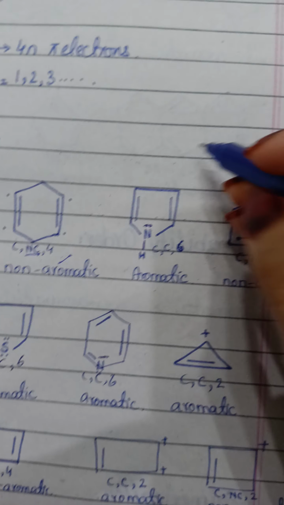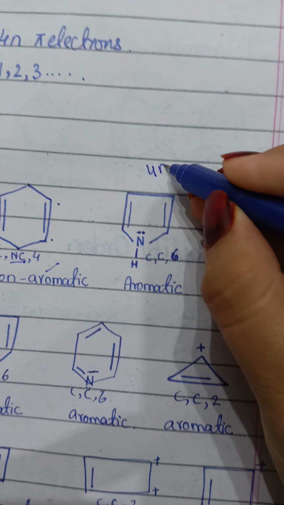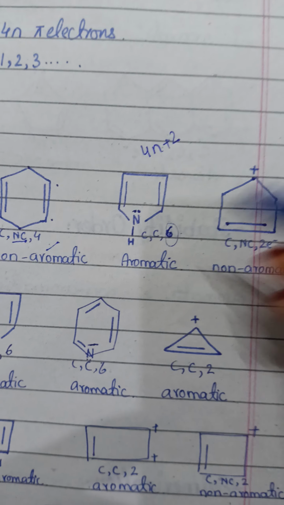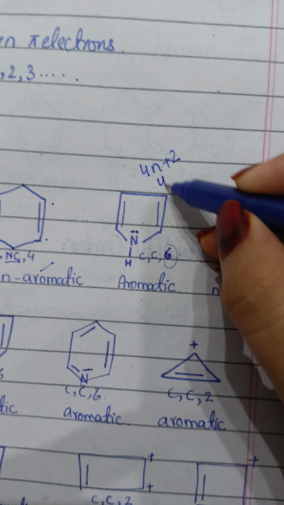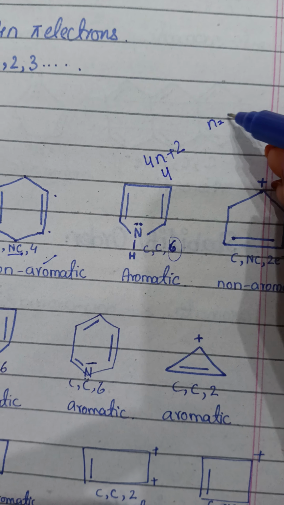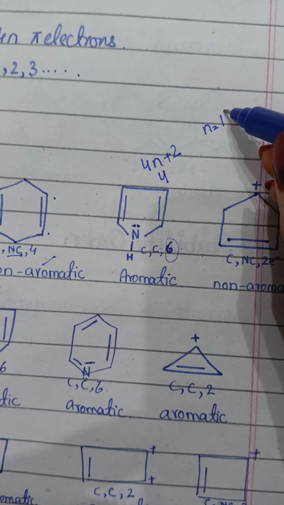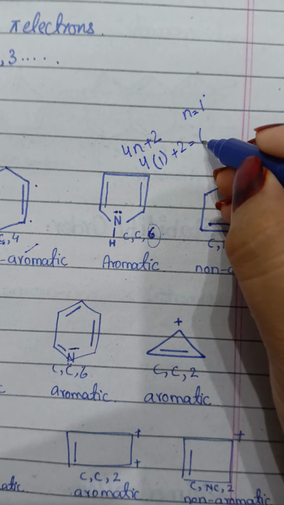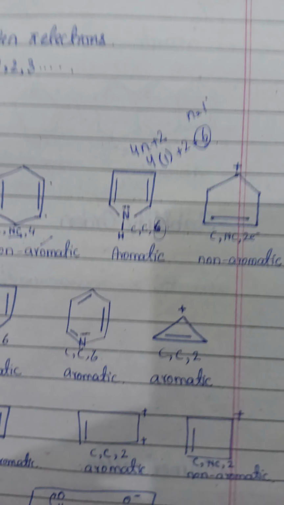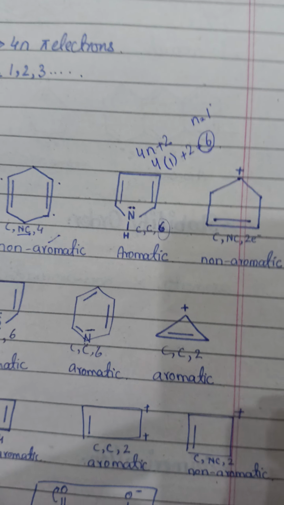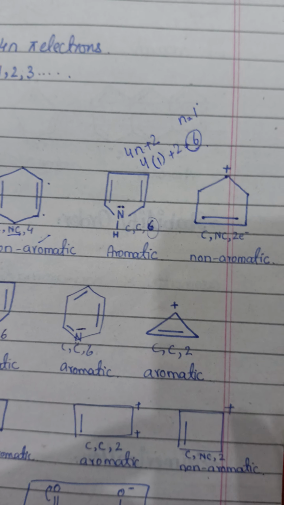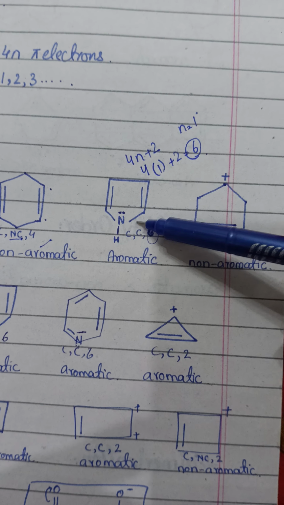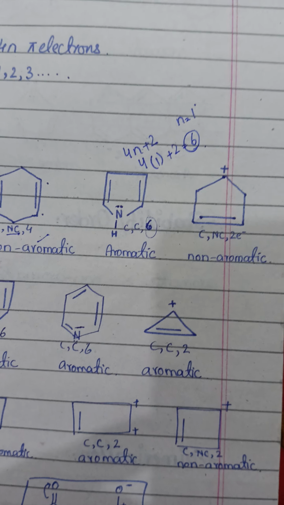So we see that in the formula 4n plus 2, because it has 6 electrons, we put n equal to 1. When we put n equal to 1, we get the answer 6. So it means the compound having 6 pi electrons is aromatic. Therefore it has 6 electrons, it shows conjugation, it is cyclic, so we call it an aromatic compound.